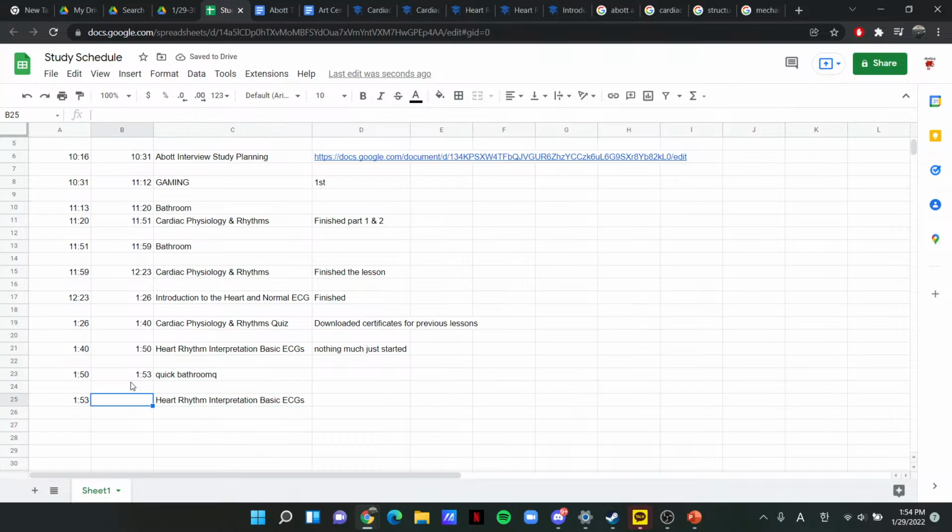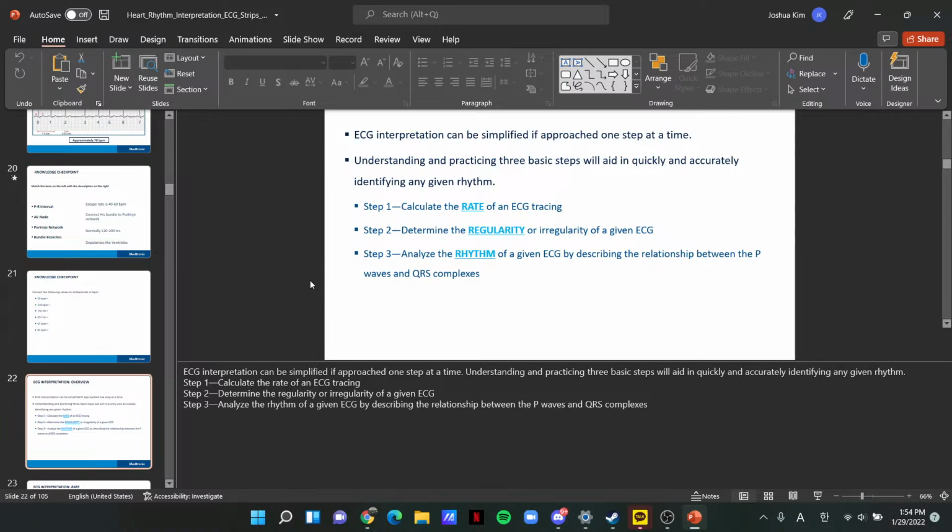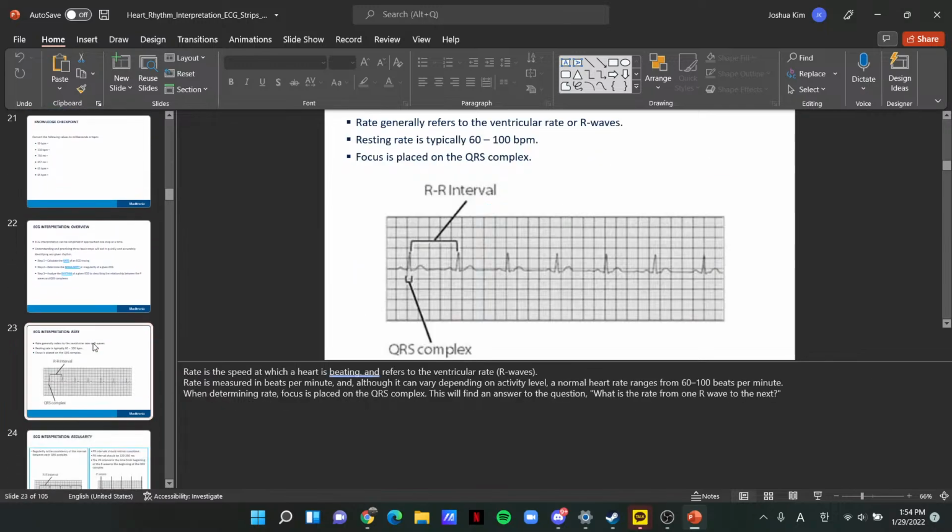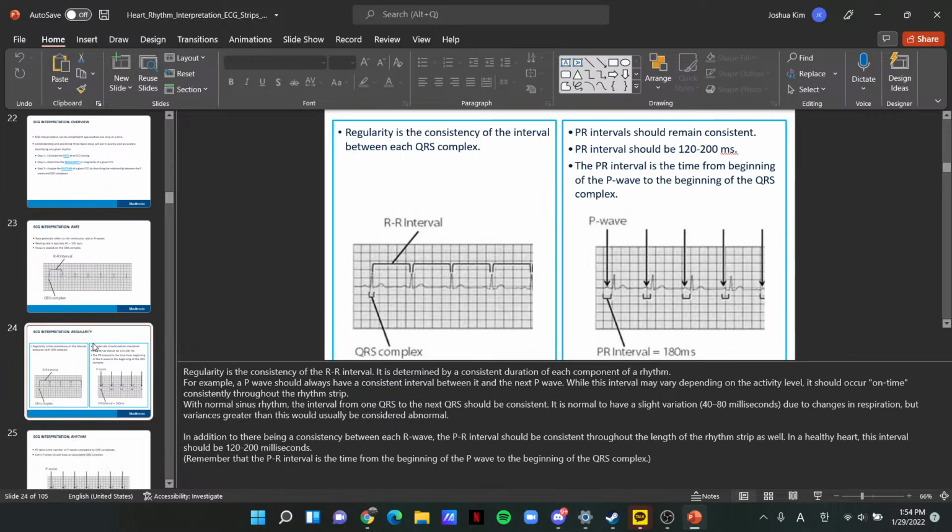I finished this section today. Calculate the rate. Determine the regularity. Analyze the rhythm. Okay. Rate generally refers to the ventricular rate always. Resting rate is typically 60 to 100 BPM. The term regularity is the consistency of the R-R. PR should also be consistent and be between those numbers.